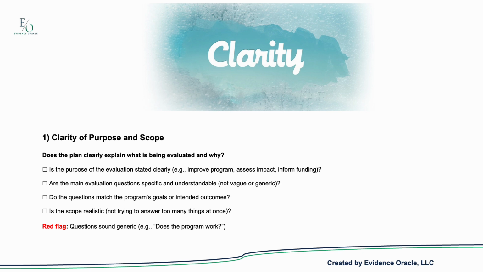AI often generates vague or overly broad questions that sound good but lack precision. You want clear evaluation questions that are directly tied to your program goals and realistic in scope. If you can't clearly explain the purpose of the evaluation, then it's not the right evaluation for you. The decisions and the assumptions need to be documented, so there is a clear line from this is what we want to know to this is how we're going to know it.